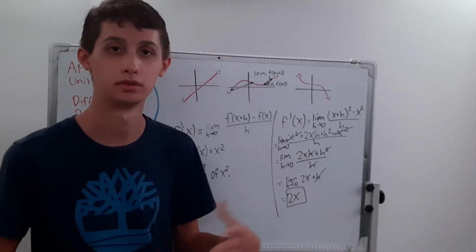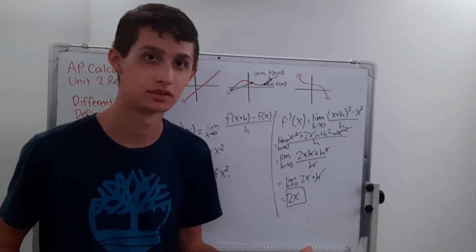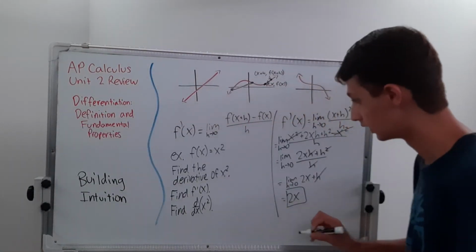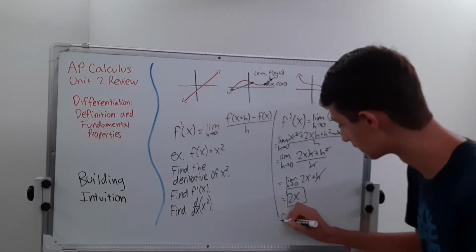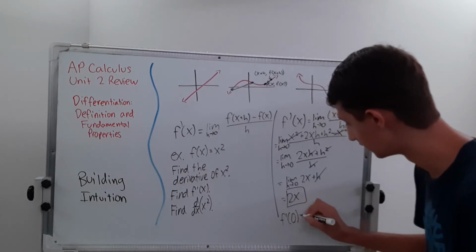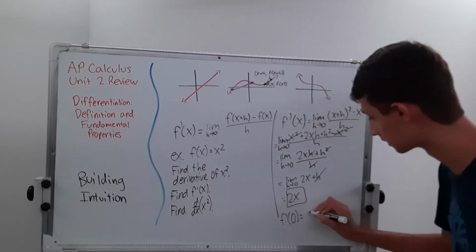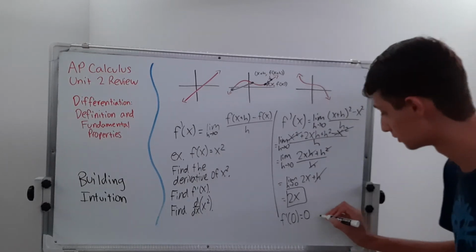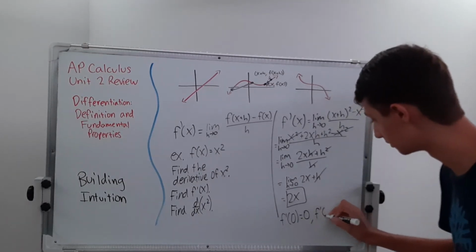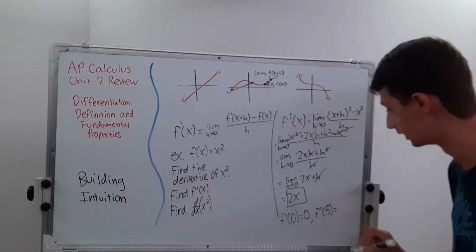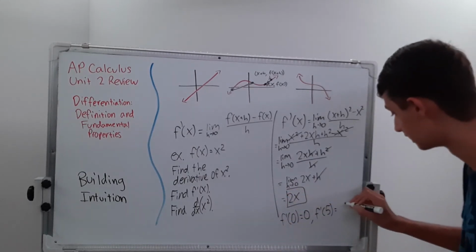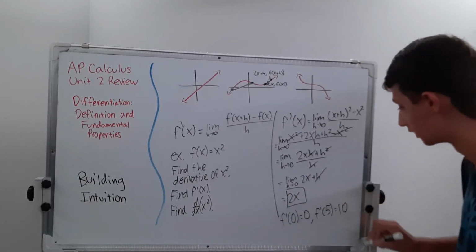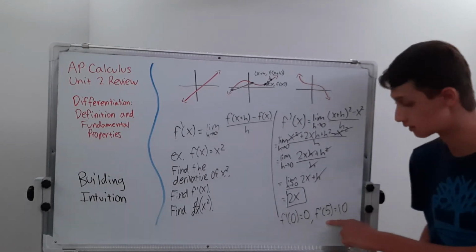So let's say we want to find the derivative at x equals 0. So we can say f prime of 0 is equal to 2 times 0, which is 0. Or maybe we want to find the derivative at x equals 5, so we can say f prime of 5 is, well, 2 times 5 is 10. So this is the slope at 0, and this is the slope at 5.